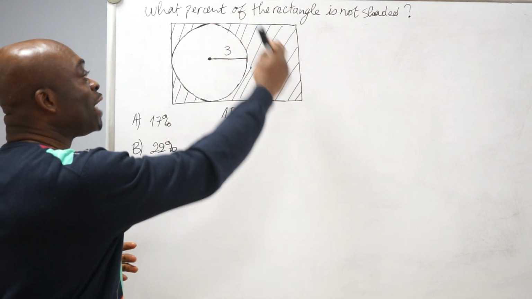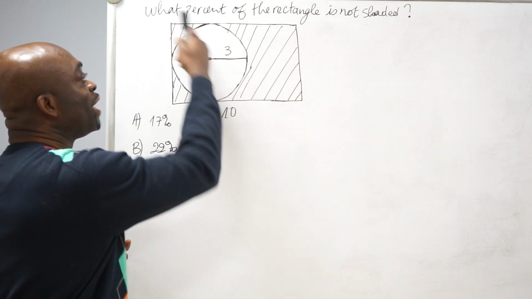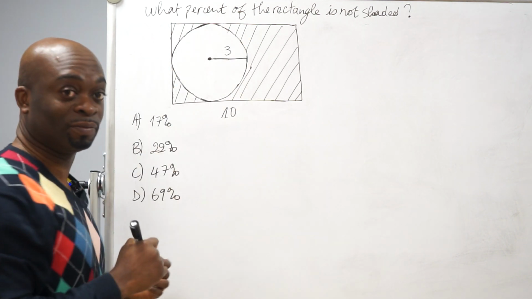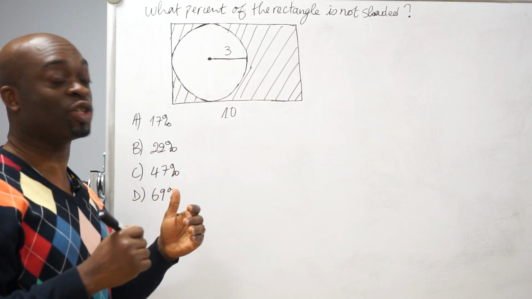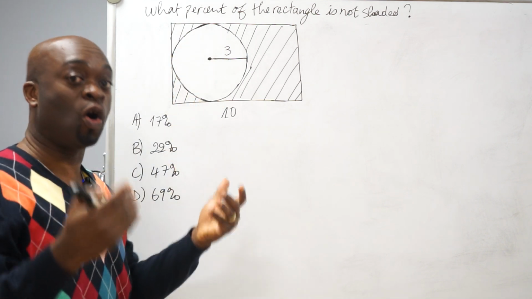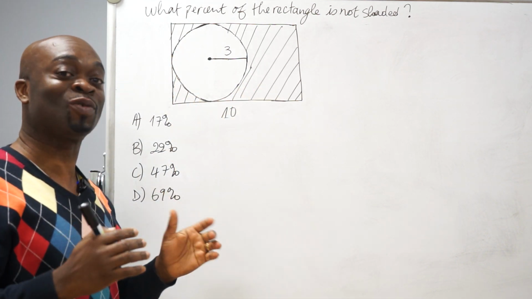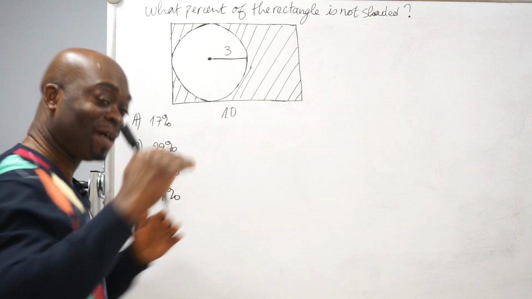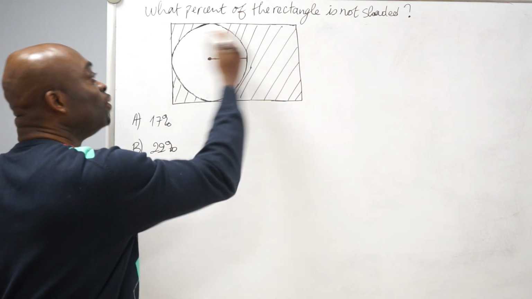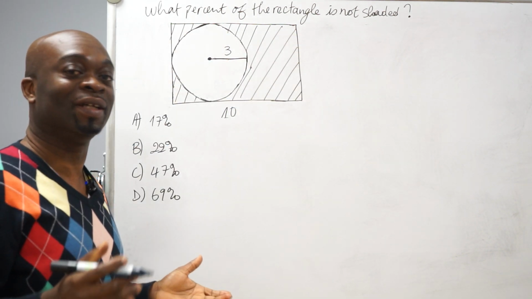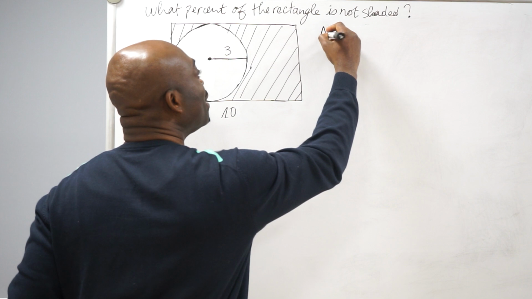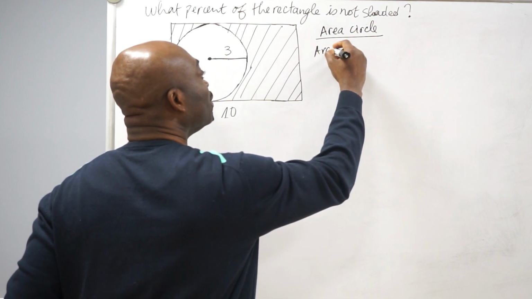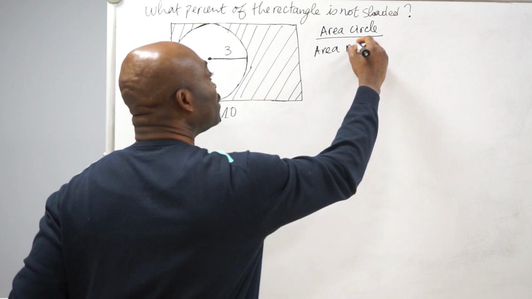So very quickly, when you look at the rectangle, we have the shaded area, and then the non-shaded area is the circle, all right? So we're looking for the percentage of the circle out of the rectangle. That's what this means. What does that mean? That means we have the area of the circle divided by the area of the rectangle. That's what it means, basically.